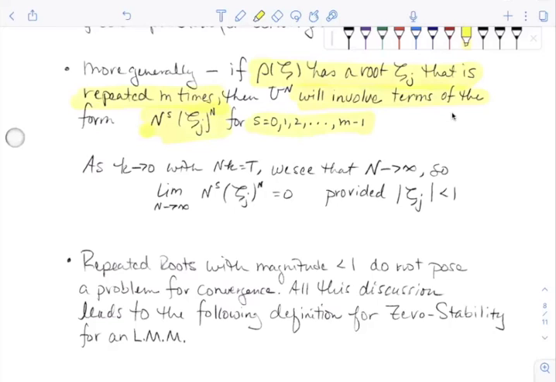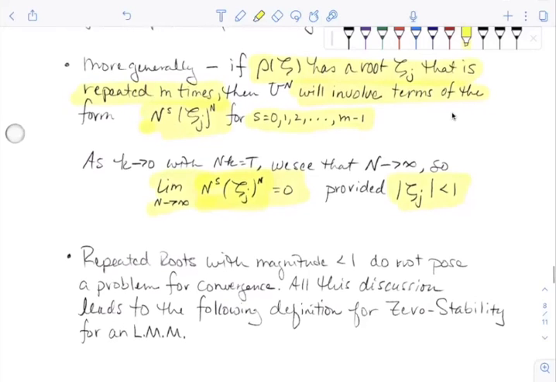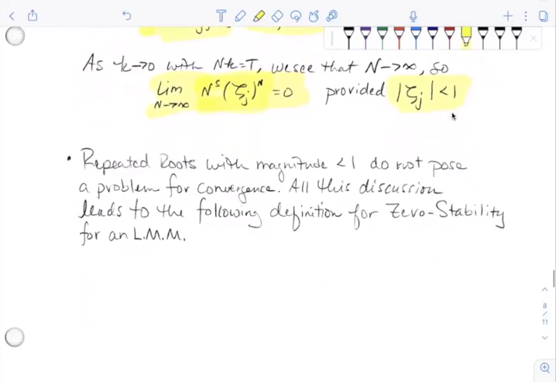In terms of what we're thinking about here, which is what happens to this term, as long as the magnitude of zeta_j is less than 1, then there's no problem. All these terms are going to go to 0, just like you want them to. It's only when you get to a repeated root, which has magnitude 1, or of course something larger than 1, where you're going to run into this problem where you don't have convergence. That is the end of this particular case.